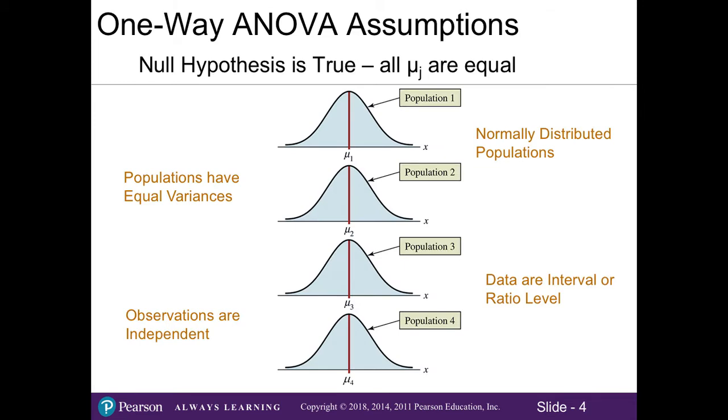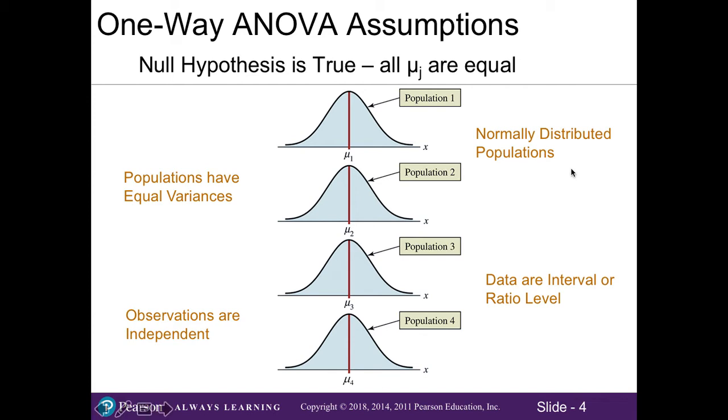So let's look at if our null hypothesis is true. This is where all of our means are equal, so you can see them lined up right here. There are some assumptions to be aware of with a one-way ANOVA. It assumes that our populations have equal variances, our observations are independent. So in our example with our test scores, one student's test score in a class is independent of another student's test score in a different class.